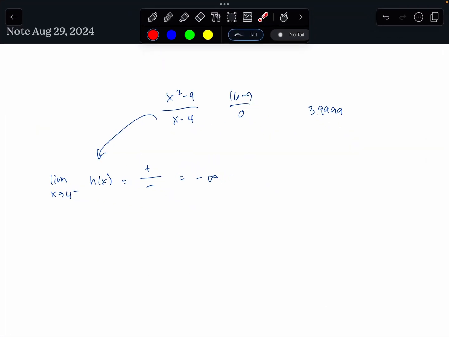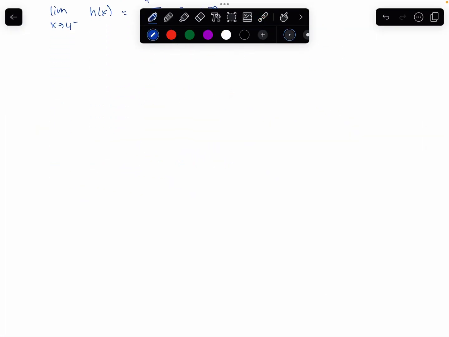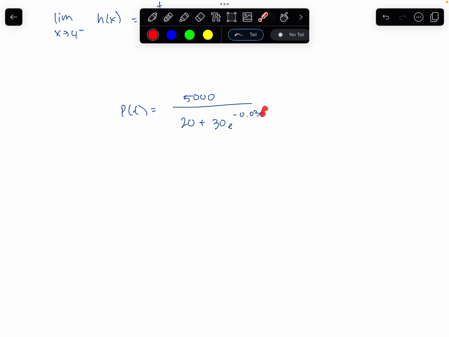So I'm going to come into Notability. I'm going to write down this expression. So P of t is equal to 5,000 over 20 plus 30 e to the negative 0.03t. And if I plug in infinity, what I'm trying to do is analyze what kind of effect that will have on this expression. Well, the numerator is constant. It's never going to change. So what's going to happen to the denominator? Is it always going to get larger or is it going to get smaller? And by how much? So that's what we're looking at.